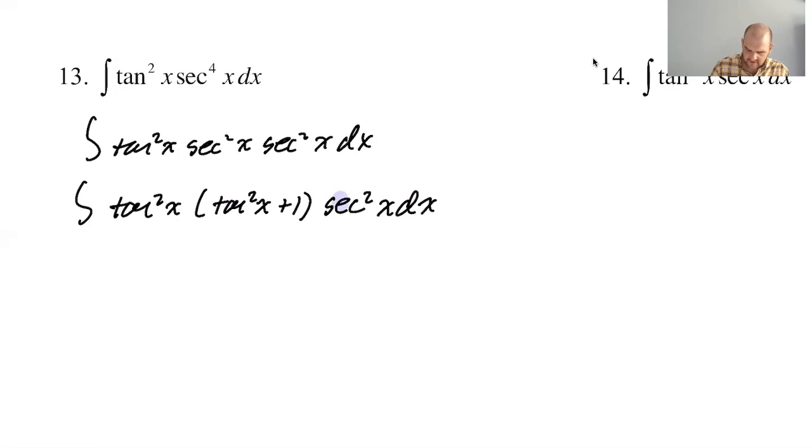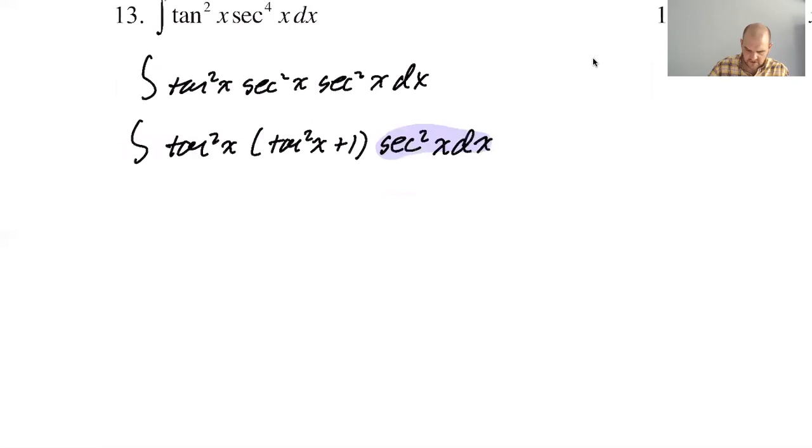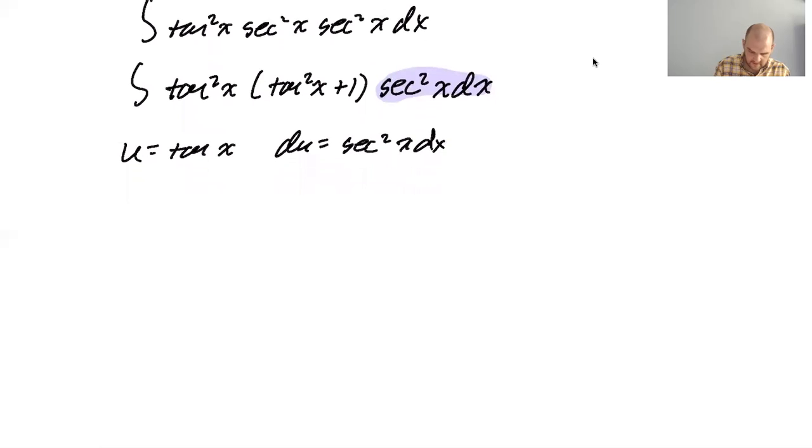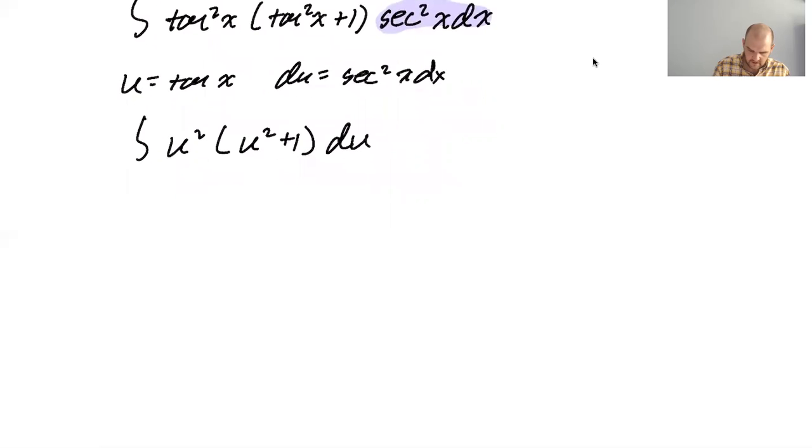Okay, so we're saving this. We're going to do our u substitution. u is equal to tangent, du is secant squared of x dx. Getting there. So it's going to be u squared plus 1 du. Okay, so still going. u to the 4th plus u squared du.